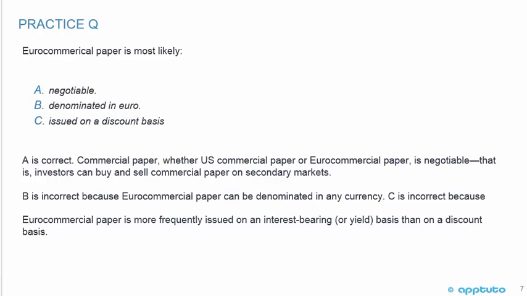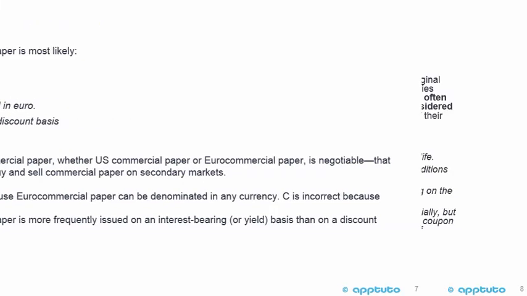So A is correct. Commercial paper, whether US commercial paper or Euro commercial paper, is negotiable. That is, investors can buy and sell commercial paper on secondary markets. Of course, B is incorrect because Euro commercial paper can be denominated in any currency. And C is incorrect because Euro commercial paper is more frequently issued on an interest-bearing or yield basis than on the discount basis.